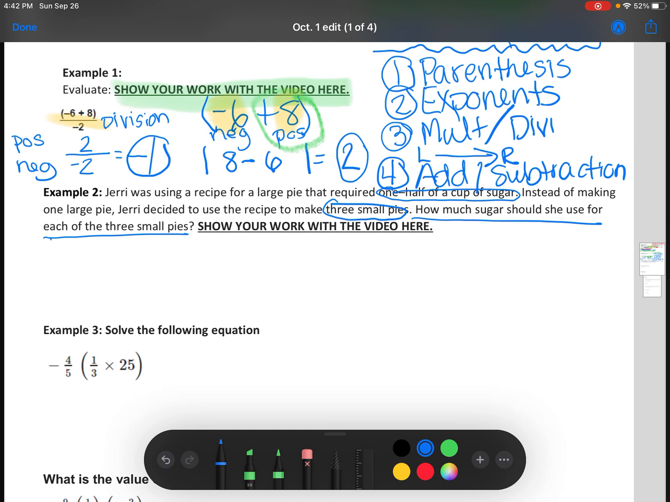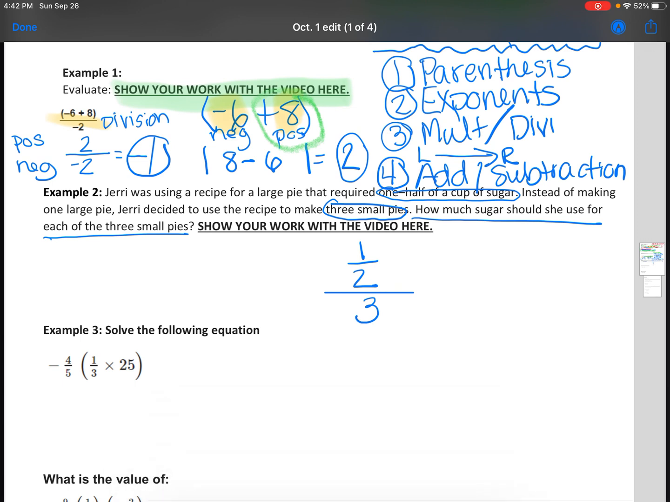So, if I'm thinking out loud here, in my cup, I need 1/2 of a cup for a big, large pie, but I'm dividing that into 3 pieces. So, 1/2 divided by, I could write this a different way too, couldn't I? I could write this like this, 1/2 divided by 3. So what can I do to do that?